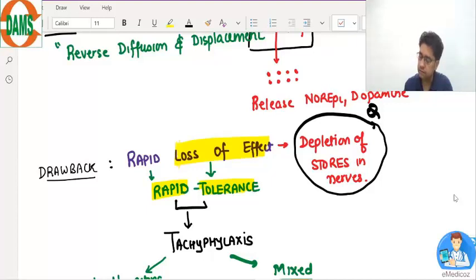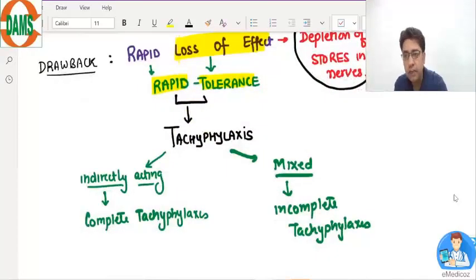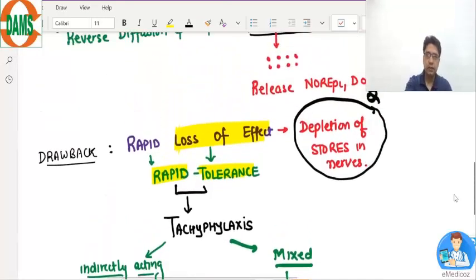Now, what do you mean by this word? There is incomplete loss of effect. Can you tell me the reason why mixed acting drug, their effect will not be completely lost? Because mixed acting drug, apart from releasing catecholamine, they can directly stimulate the receptor also. Yes, you are absolutely right. Very good.